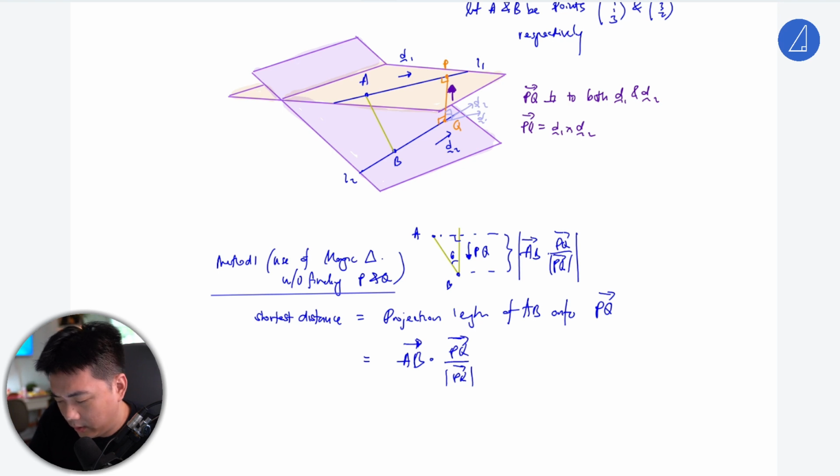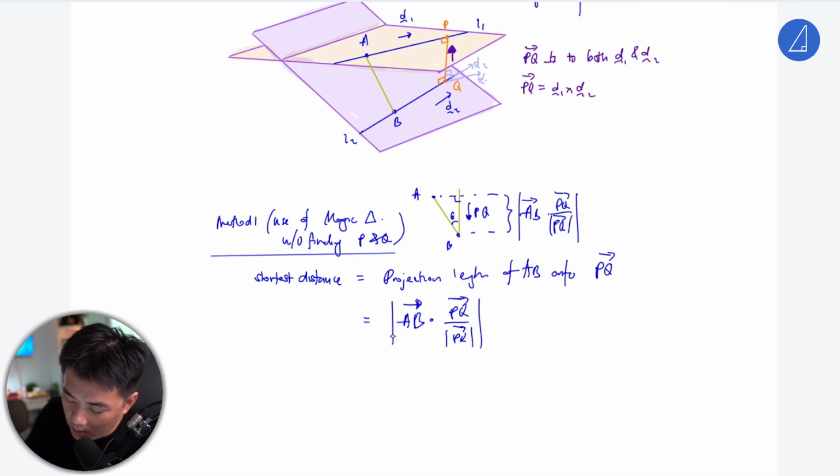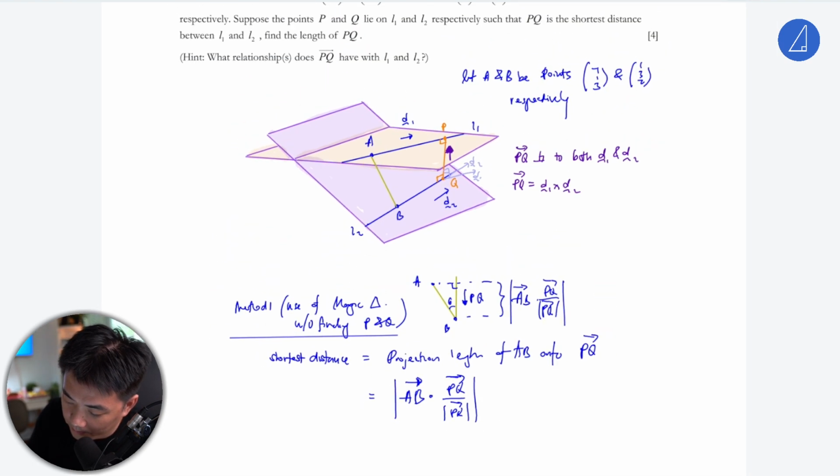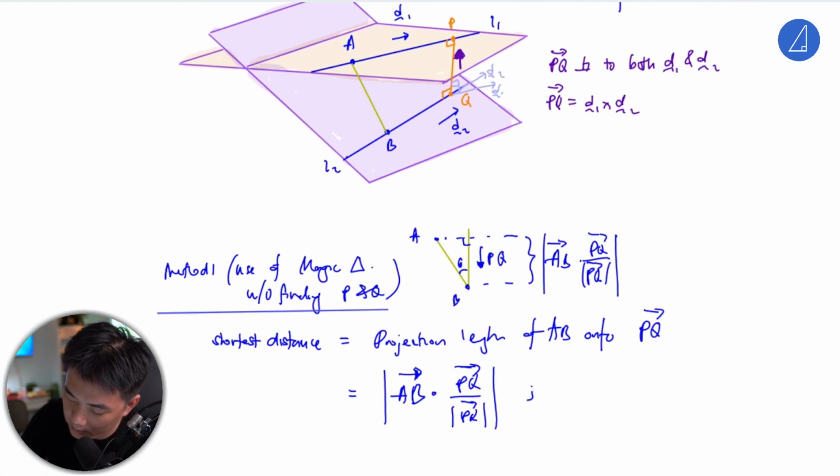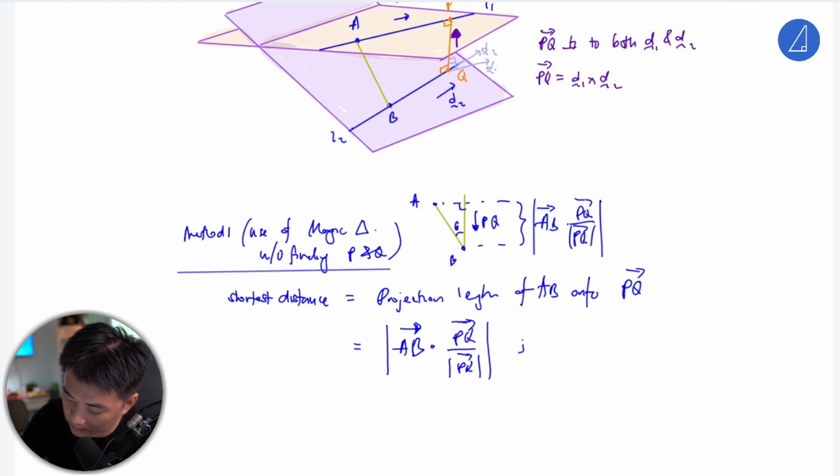I think first, do I need to find PQ for the second one? I don't know. Maybe not. I'm not sure. Let's see. PQ would then be, we're just gonna find PQ. PQ would just be this dot with this, right?